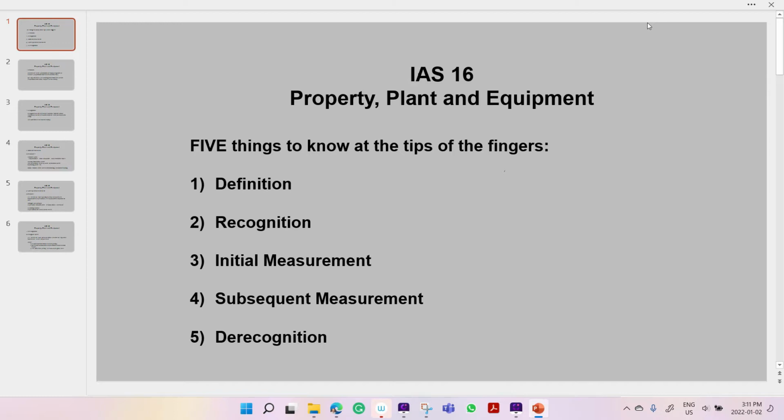So if you can get a strong foundation with those 5 points, if you can know those 5 points at the tip of your fingers, then you know you're in a great position to be successful with those complicated problems going into the CFE and in the workplace as well.